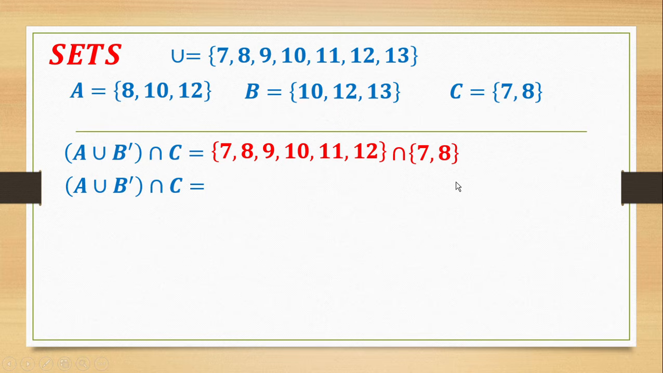Intersection of 7 and 8. Ano makukuha natin? 7 and 8. Di ba? Kasi may 7 to, may 7 yon, may 8 to, may 8 to. Di ba? Madali lang, di ba? Okay, mali dito. Madali lang siya. So, this will be the discussion regarding sa sets.